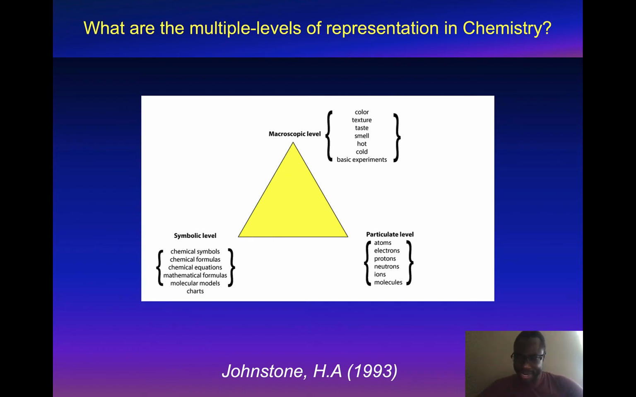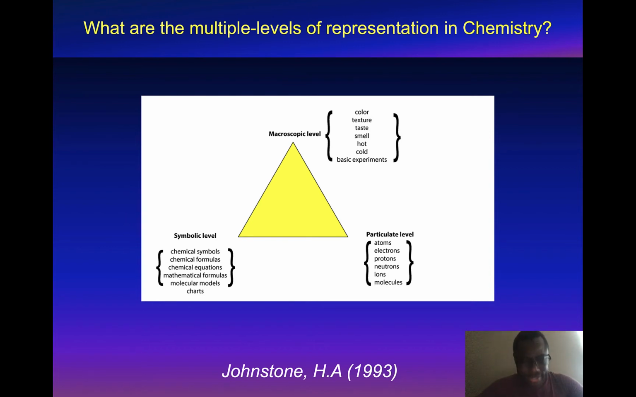Next, what is the particulate level? The particulate level describes things we really can't see with our eyes, but they are there. So what are examples of things we can't see with our eyes, but they are there? Examples include atoms, electrons, protons, neutrons, ions, and molecules.